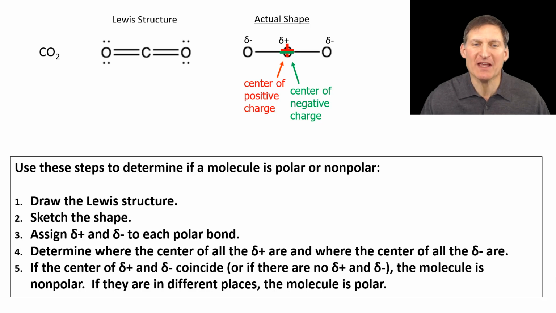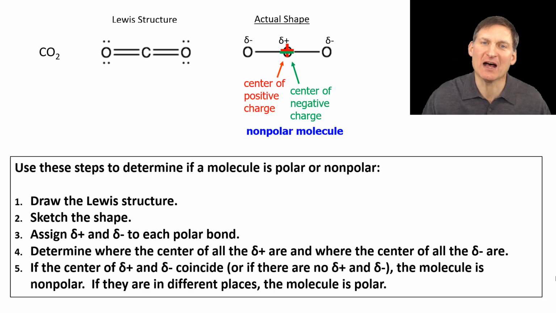Since the centers of negative and positive coincide, that is, they are in the same place, we would say they cancel out and the molecule is nonpolar. It has no positive or negative end. Note that even though this molecule did have polar bonds, the molecule as a whole is nonpolar. Does that mean this is always the case?